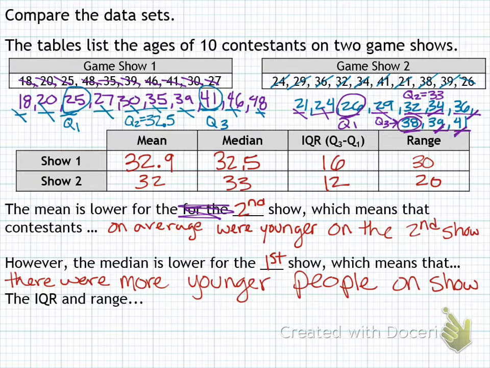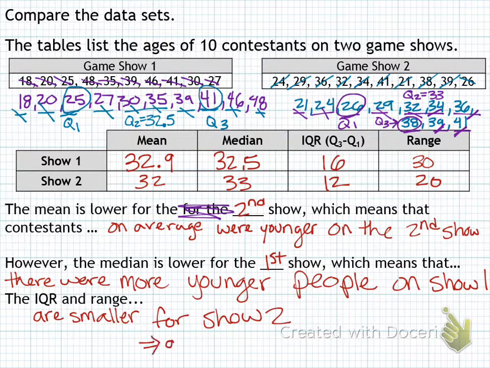Okay, so the IQR and range. I see that for both of those, the IQR and range are smaller for show 2. That means that the ages are more consistent on this show, okay? So it's less spread apart. I could say kind of the reverse of this and word it, I would say the IQR and range are larger for show 1, which means the ages are more spread apart.